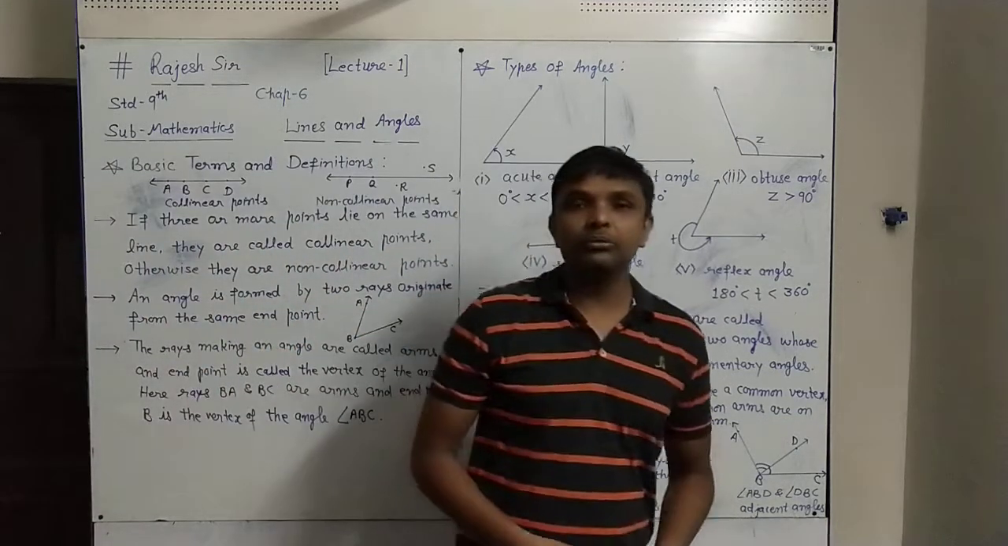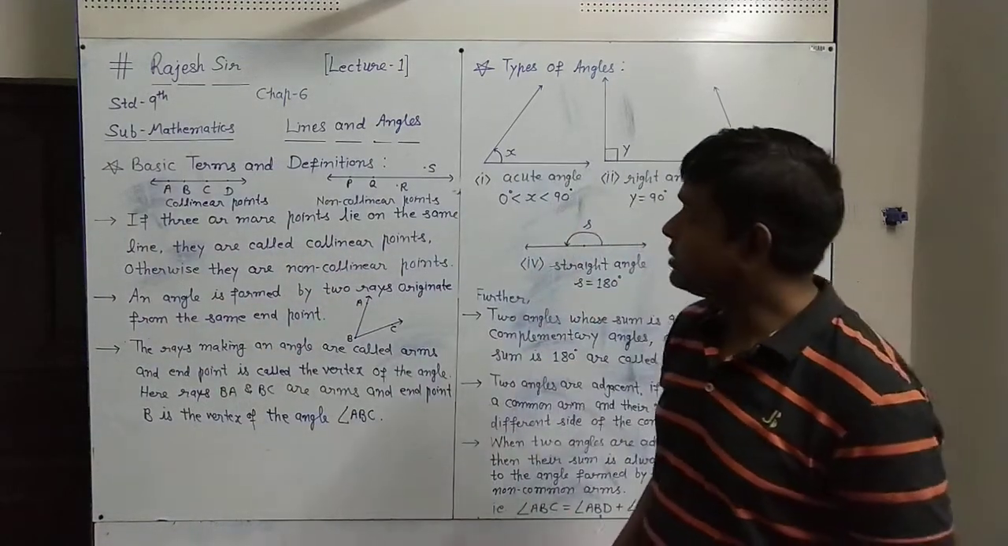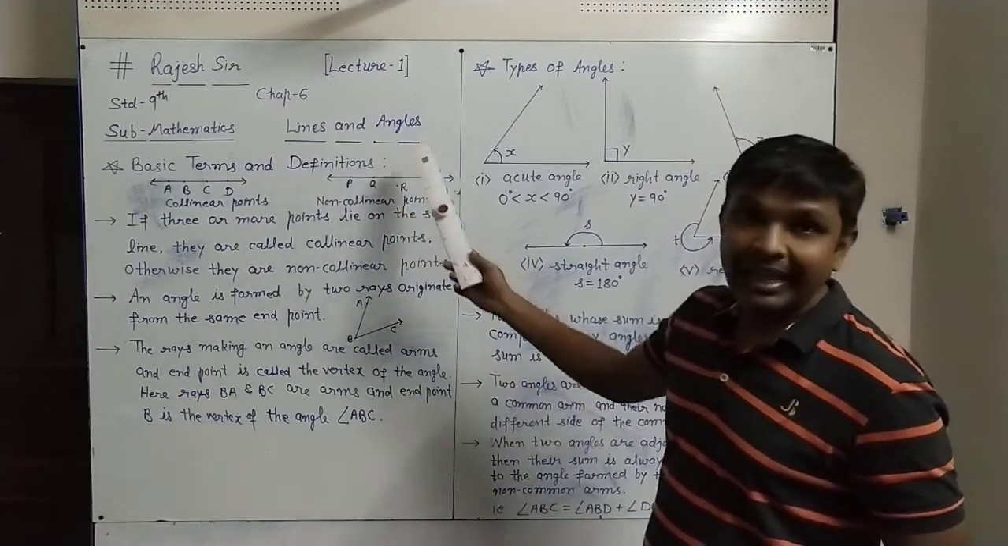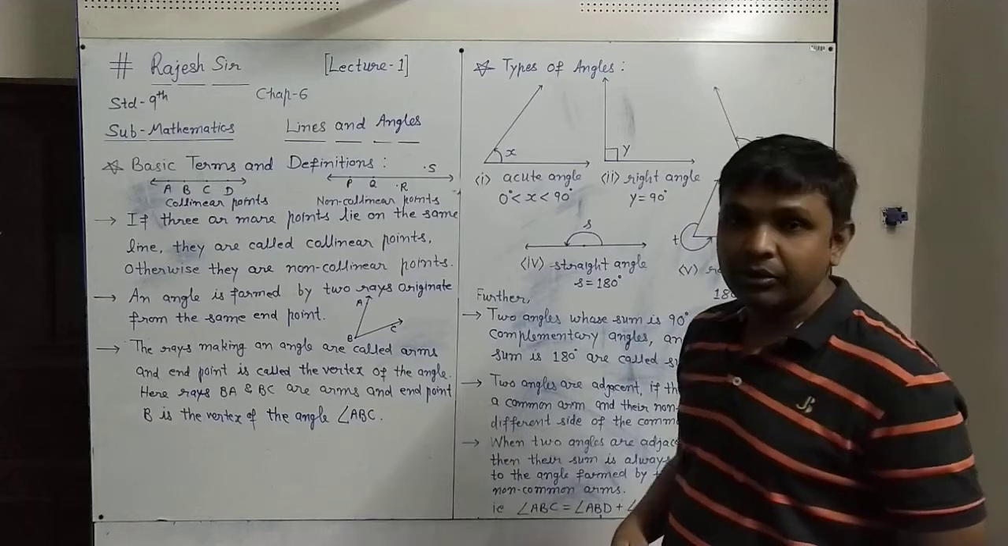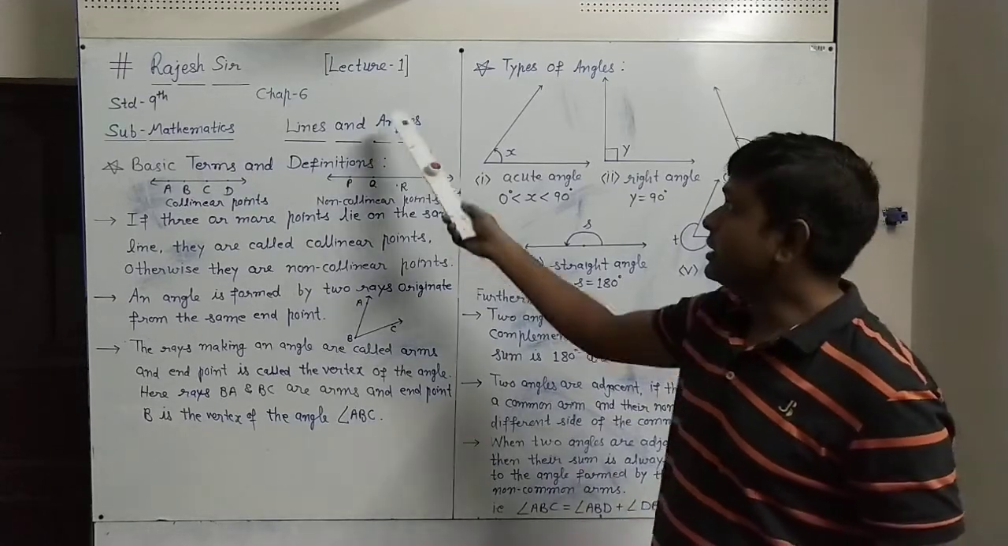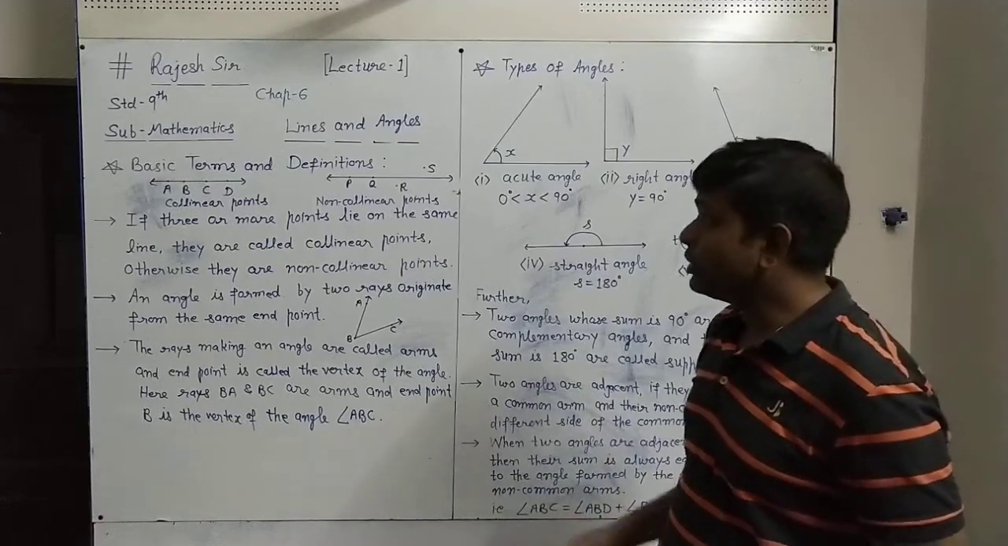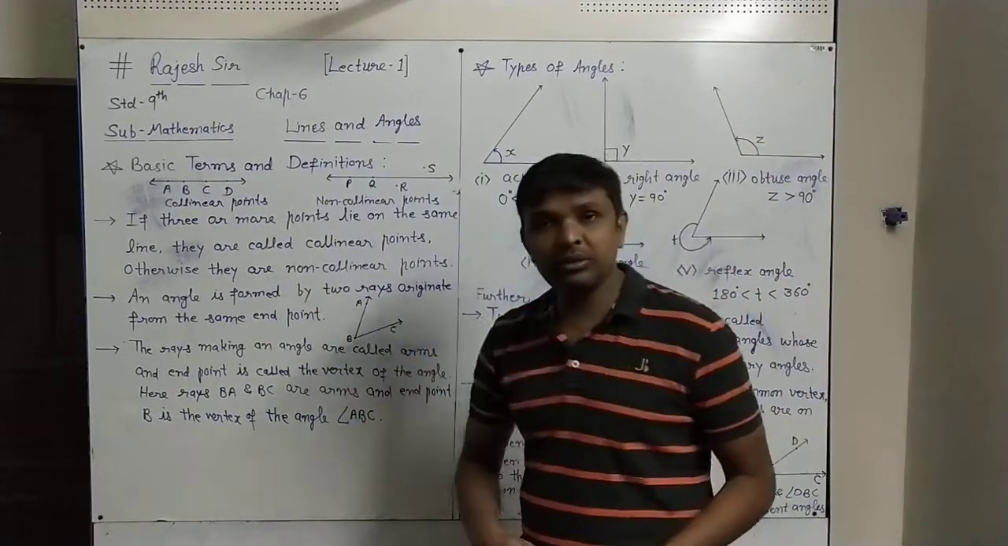Hello students, welcome to standard 9 subject mathematics, chapter number 6. Now we have lines and angles. About that we will study in this chapter. This is lecture number 1, and in this chapter we are starting with basic terms and definitions.